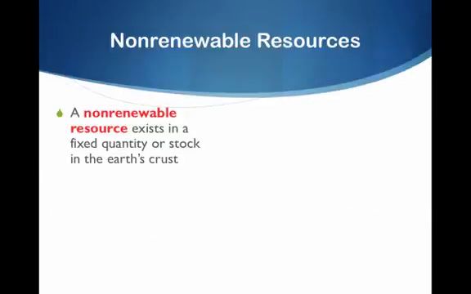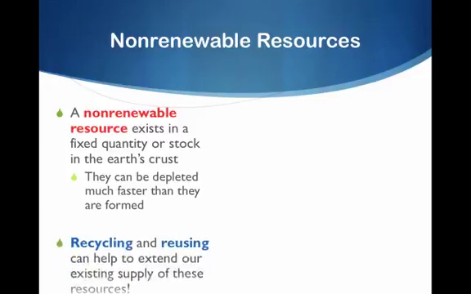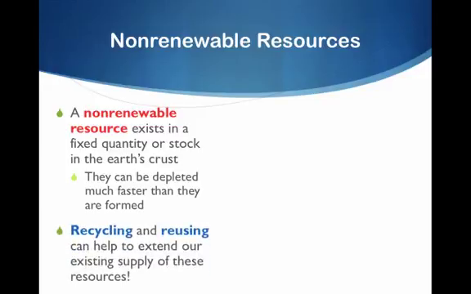So this is where we come to our final discussion point, non-renewable resources. So yes, a lot of the resources we use do replenish, but there are those that don't. And so a non-renewable resource is one that exists in a fixed quantity or a stock, so a stockpile within the Earth's crust. And they can be depleted much faster than they are formed. So they take really a long time to form, and we're using them much quicker than that can happen. So some really good examples I'll show you on the next slide.